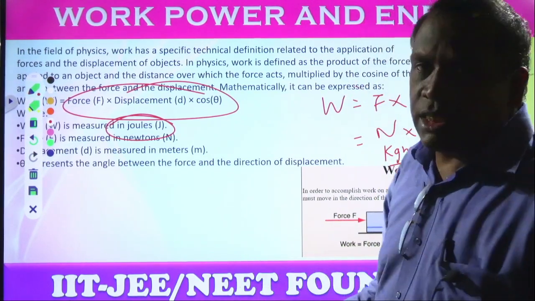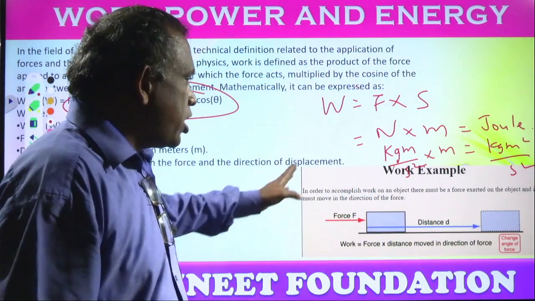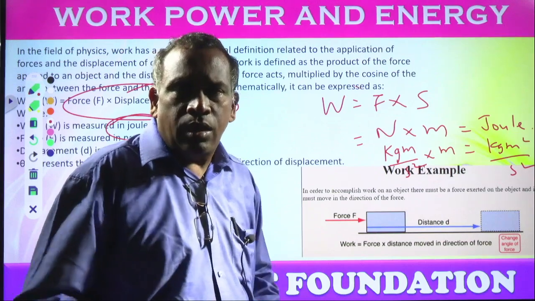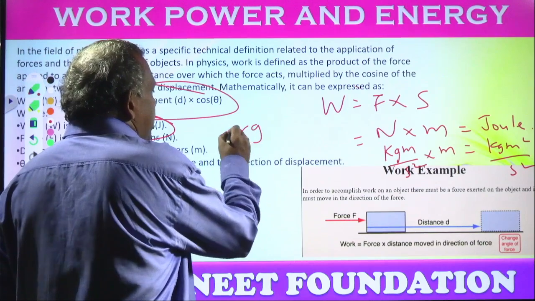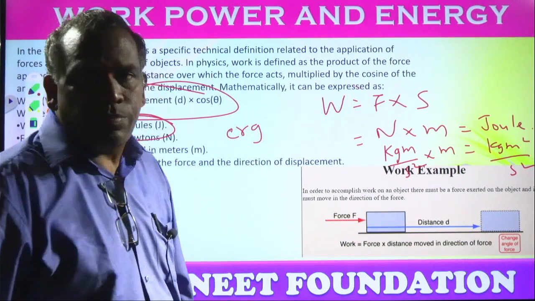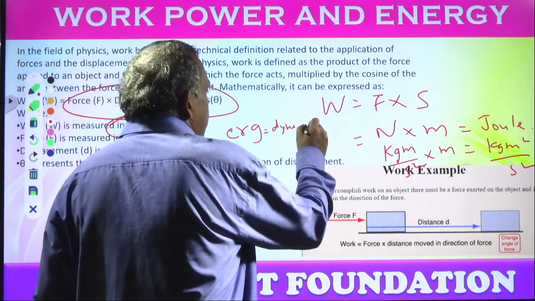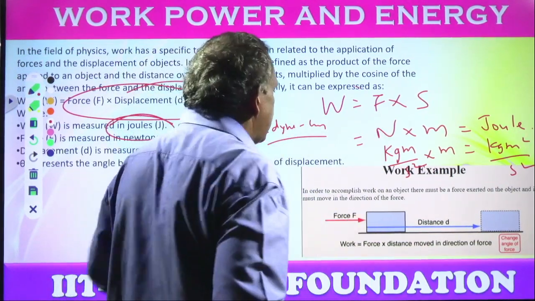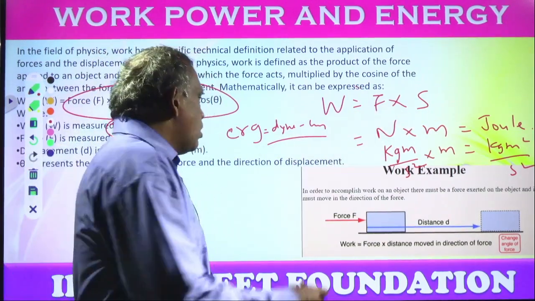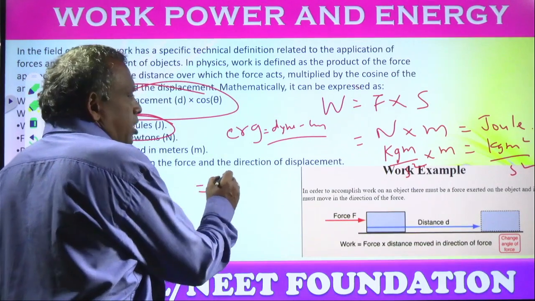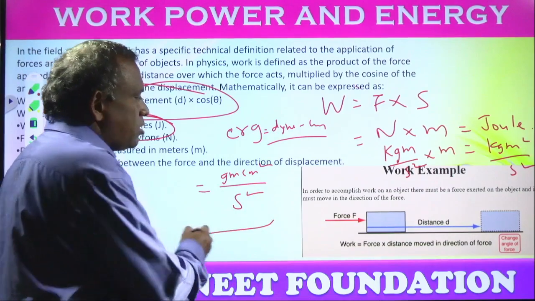Joule is the SI unit, the MKS unit, kg meter square per second square. Another unit of work is the CGS unit, erg. One erg is nothing but dyne centimeter, because in CGS the unit of force is dyne and the unit of displacement is centimeter. So 1 dyne centimeter is nothing but gram centimeter square per second square. You can write it in terms of CGS also like this.